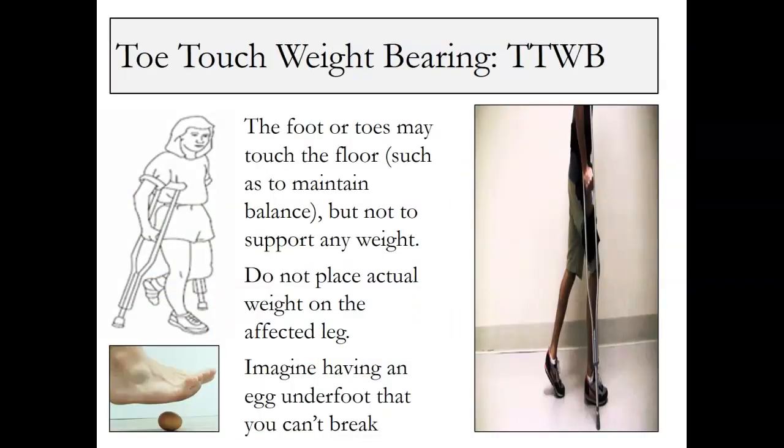Touch toe weight bearing. What is touch toe weight bearing? You're going to get all kinds of degrees of weight bearing with your patients in the hospital. After a total hip or total knee replacement or some kind of leg surgery, and it's starting to heal, the surgeon will say, ambulate with 50% weight bearing. Ambulate with 10 pounds weight bearing. You know, these different degrees of weight bearing. One of those you're going to get, for example, is touch toe weight bearing. The foot or toe may touch the floor but not support any weight.